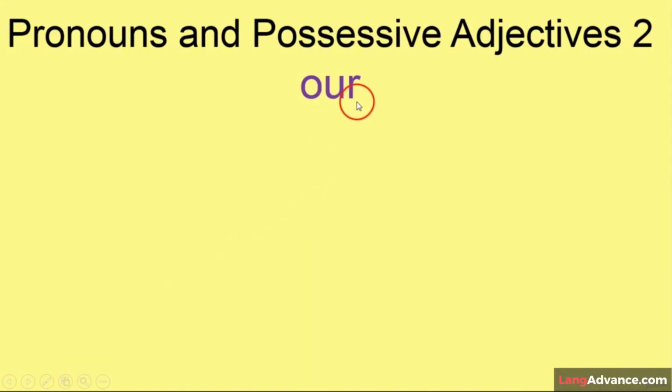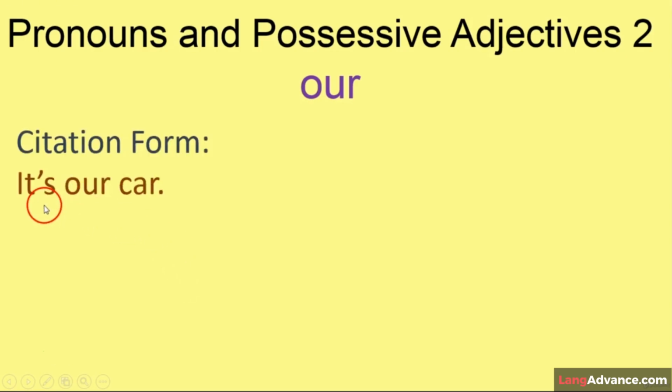Now let's look at this word, our. We have the sentence, it's our car. Repeat. It's our car. In IPA format, our looks like this. Our. Our. It's our car.